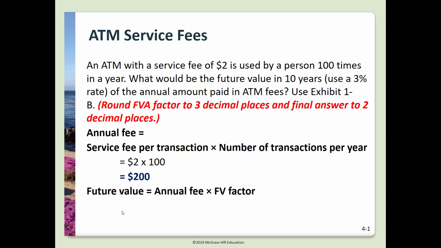But it's also important to think about the future value. What if we weren't wasting our money on these annual fees and could put it towards something useful like investment or savings? So we're going to now have to calculate the future value of the annual fee we just determined and then multiply that by the future value factor from Exhibit 1B. So we're going to be using the 10 years and the 3%. So we learned about this back in Chapter 1. So this should be a refresher.